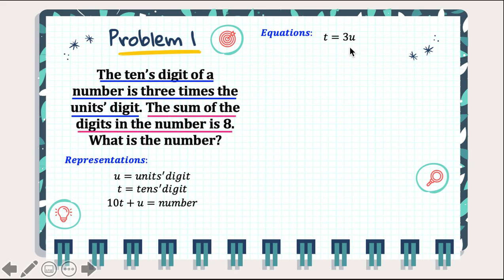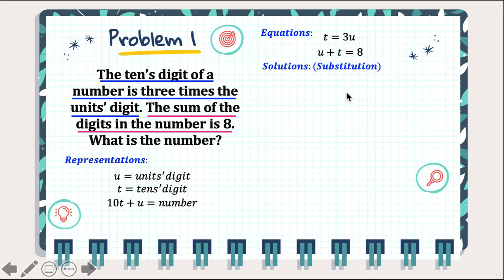And then, for the second equation, we're going to use the second sentence. We will just translate this statement into a mathematical equation. The sum of. So again, when we say sum, the operation that we're going to use is addition. So the sum of the digits, and the digits that we are talking about here are the units and the tens digit, of that number is 8. Therefore, the second equation will be u plus t equals 8. So the sum of the units and the tens digit is equal to 8. Therefore, we have two equations, and we can easily solve this using substitution.